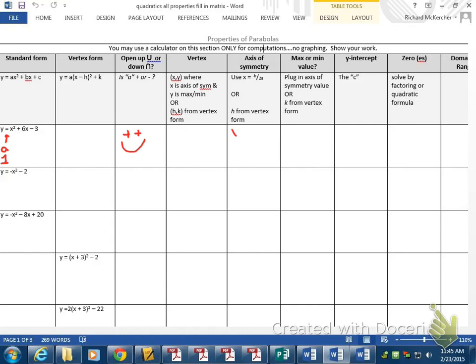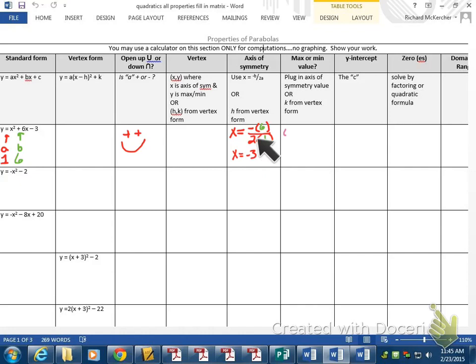The next thing, in order to find the vertex, I need the axis of symmetry, and the axis of symmetry has a formula. It has the formula negative b over 2a. So I'm going to use that formula, negative b over 2a. I come over here to get my a and my b. I've already used the a once, but I'm going to use it again. And I just found out that x equals negative 3.